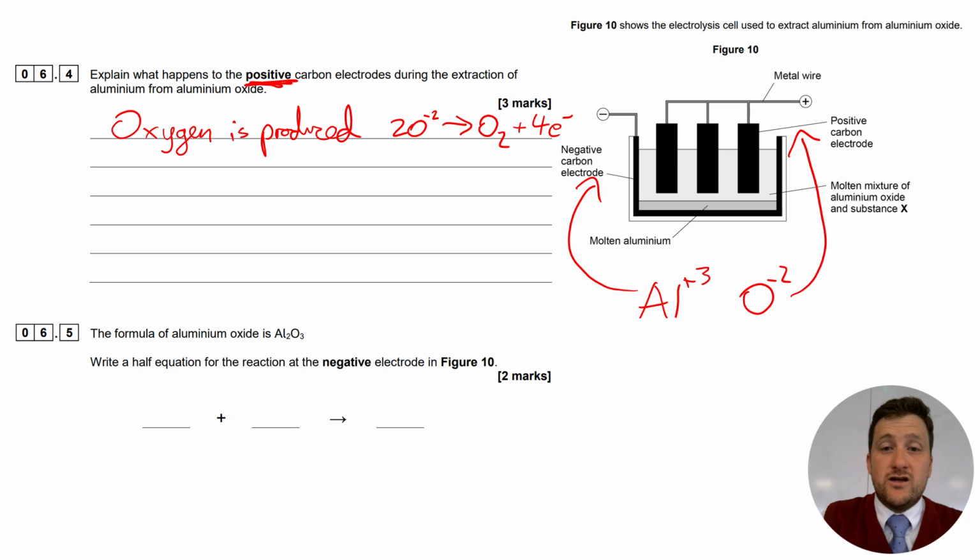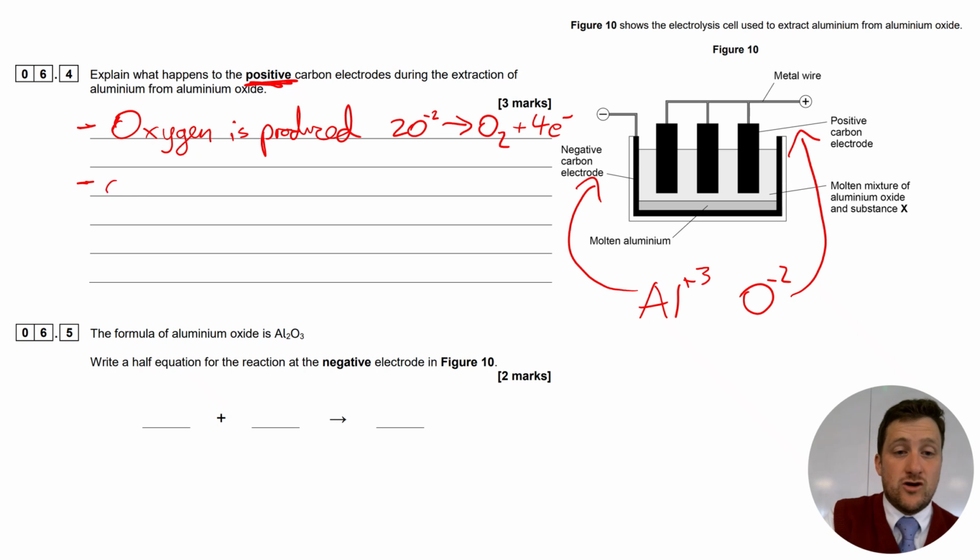Because what happens to the positive carbon electrode? We're not talking actually about the oxygen at this point. We're talking about the carbon electrode. We know that oxygen is produced there. We can say why it's going there, because opposite charges attract. But what is happening to the oxygen when it gets there? Well, the electrode is very hot because we have a molten mixture. We have a liquid metal essentially there.